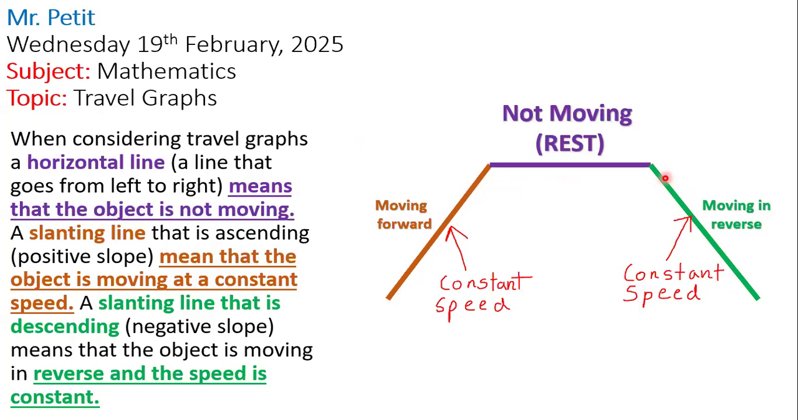Kamani? What do we mean by a slanting line that has a negative slope? It's going in reverse. The object is going in reverse? Very good.